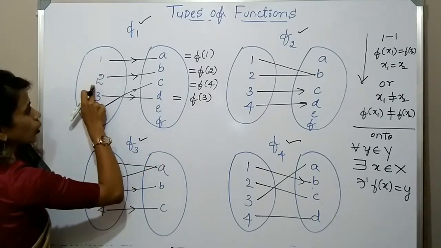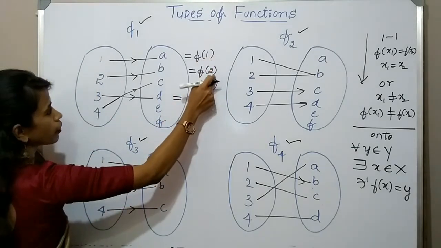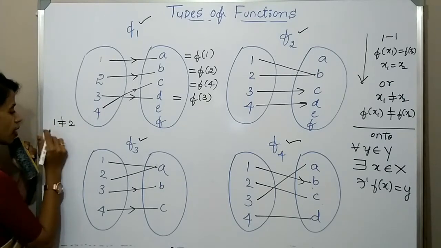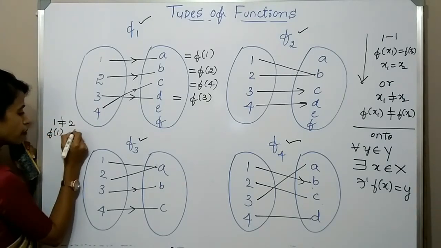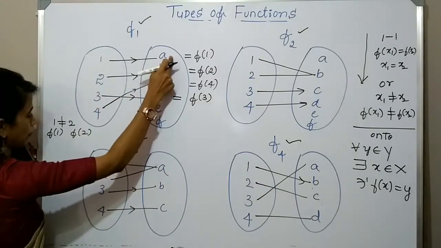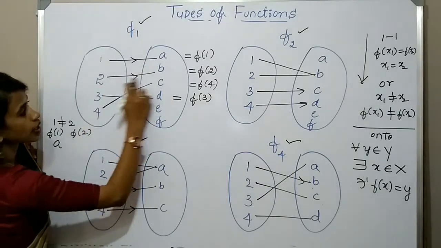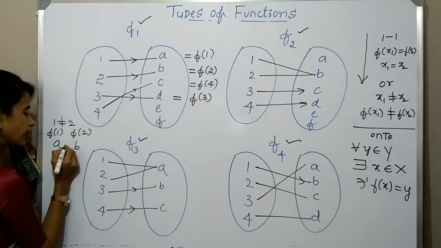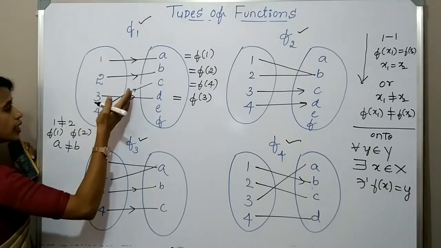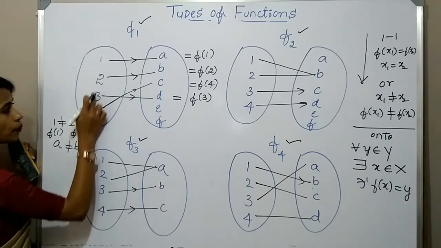So now let us check for one-one. For 1 not equal to 2, what is f of 1 and f of 2? Here 1 is not equal to 2, elements are not equal. What about their images? f of 1 is a and f of 2 is b. So therefore they are not equal. So for 1, 2, it is clearly over.